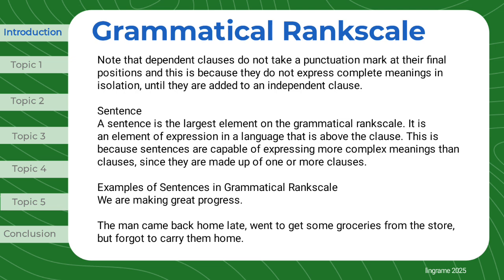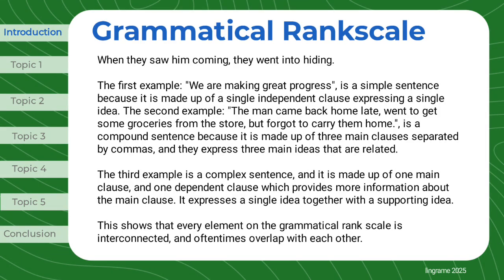Examples of sentences in grammatical rank scale. We are making great progress. The man came back home late, went to get some groceries from the store, but forgot to carry them home. When they saw him coming, they went into hiding. The first example, we are making great progress, is a simple sentence because it is made up of a single independent clause expressing a single idea.